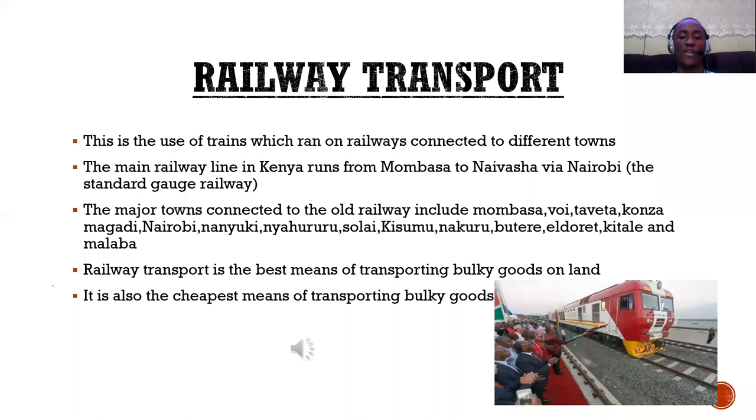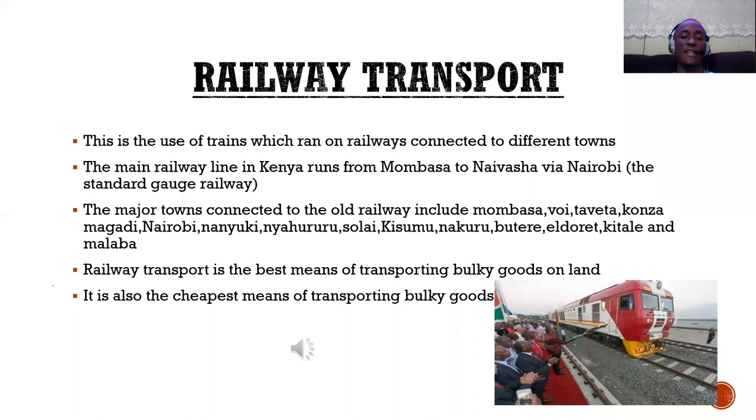Railway transport is the best. I'm on point four. Railway transport is the best means of transporting bulky goods on land. Remember, we have got different forms of transport. Air transport is not on land. Water transport is not on land. We have got two forms of transport which are found on land, and that is road transport and pipeline transport.